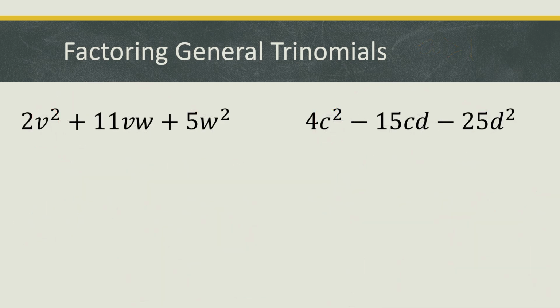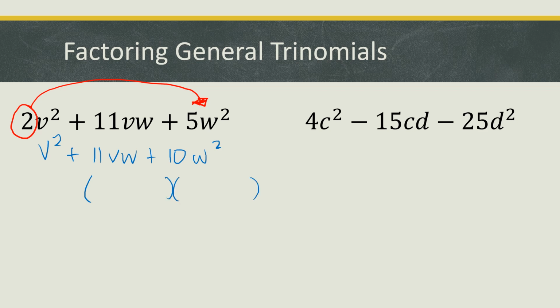Now, let us try these examples where we have two variables. First, 2v squared plus 11vw plus 5w squared. So, again, use first the value of a by multiplying it to the c value. So we have now this new expression, v squared plus 11vw plus 10w squared. So the first thing that we will do is to factor out our variables.